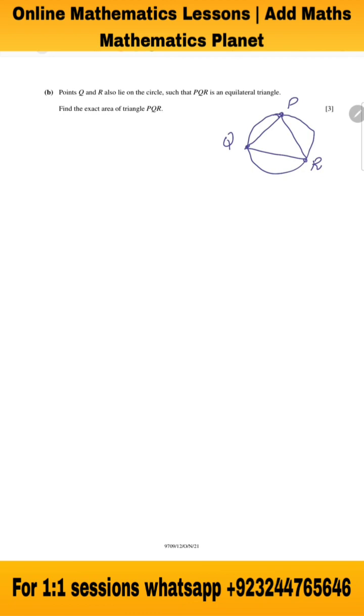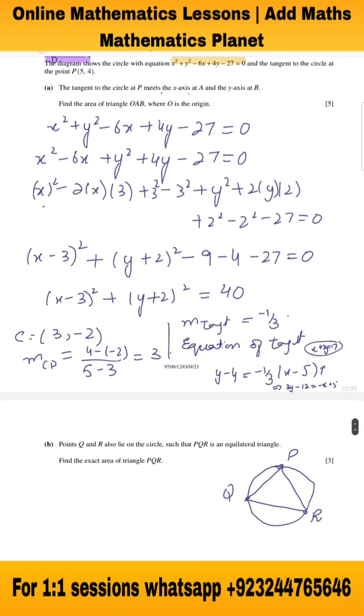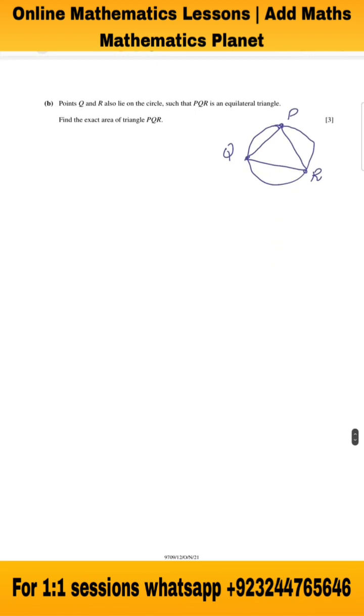Okay, so we know that the equation of the circle is (x minus 3) whole square plus (y minus 2) whole square, which is equal to 40. So the radius of this circle is square root of 40. So the measurement from the center of the circle to P, center to Q, CP is equal to CQ, which is equal to square root of 40.